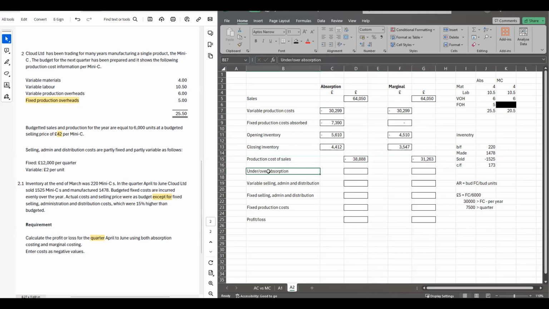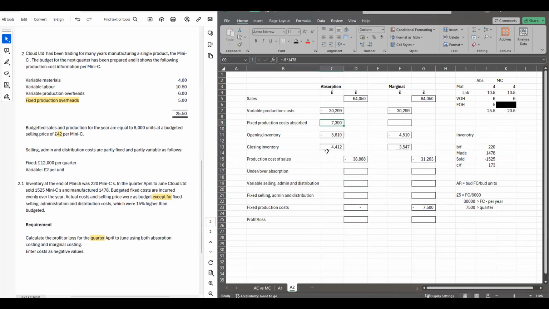Now from there, we move on to the under or over absorption. The first thing we can do, which we have already calculated, is put the actual fixed production cost in the period, which came from this working here. Remember to put our 0 in here. And then in terms of the under or over, again, it's that kind of comparison.